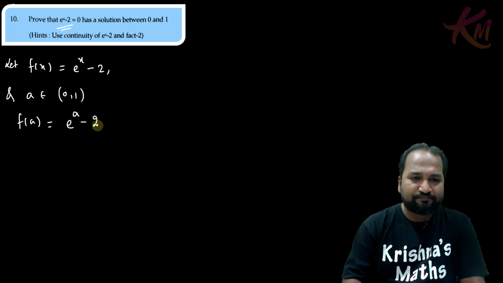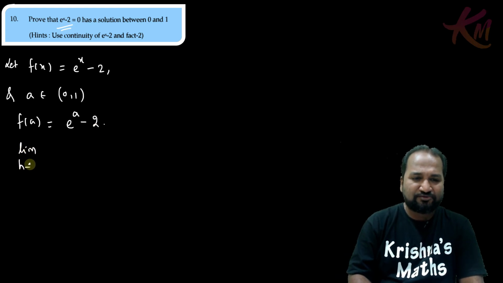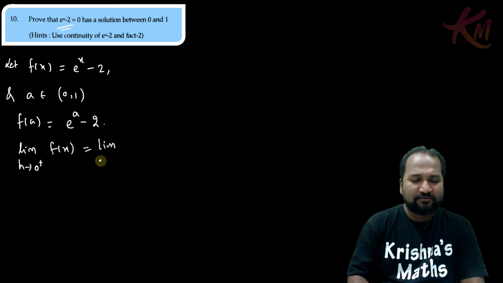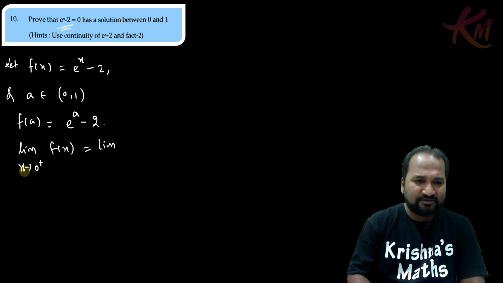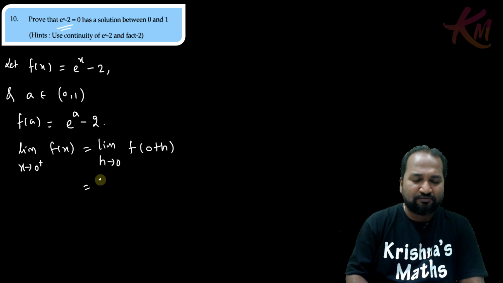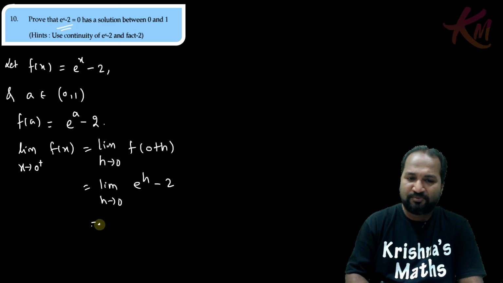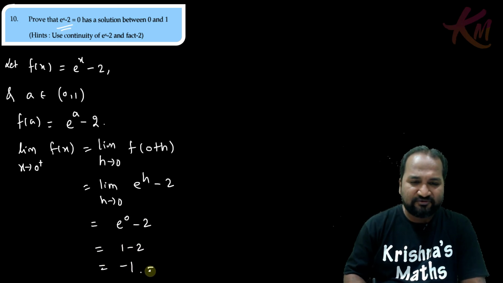f of a is equal to e raised to a minus 2. Now the limit: limit x tends to 0 plus f of x is equal to limit h tends to 0 f of 0 plus h, which is equal to limit h tends to 0 e raised to h minus 2. e raised to 0 will be 1, so 1 minus 2 equal to minus 1, which is equal to f of 0.